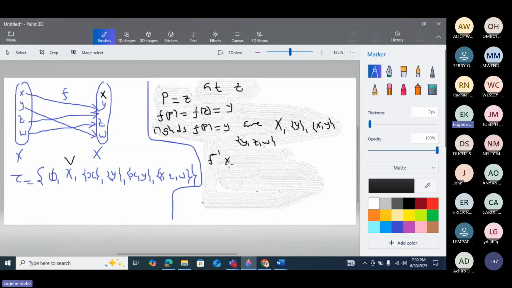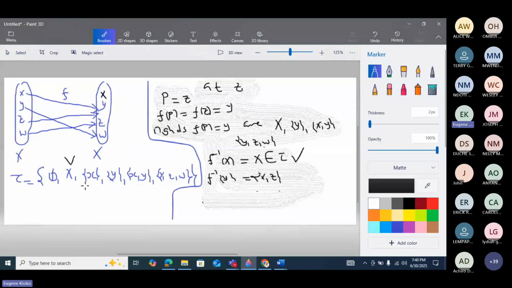Inverse of X. The inverse of the whole of X is the whole of X. Is X there? Yes. Then you go to the next, the inverse of Y. Can you give me the inverse of Y? X, Z. X and Z. Good. So the inverse of Y is X and Z.